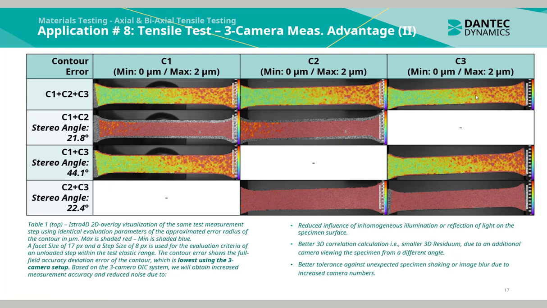Based on the 3-camera digital image correlation system, we will obtain increased measurement accuracy and reduced noise due to the reduced influence of inhomogeneous illumination or reflection of light on the specimen surface, better 3D correlation calculation, specifically yielding a smaller 3D residuum due to an additional camera viewing the specimen from a different angle, and better tolerance against unexpected specimen shaking or image blur due to increased camera numbers.